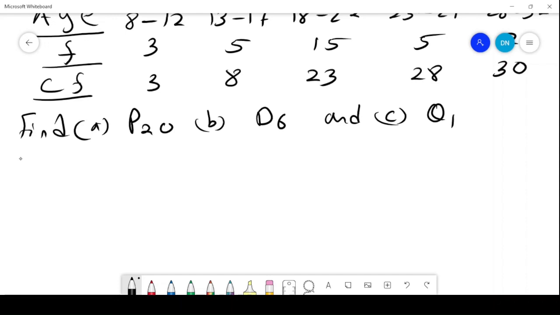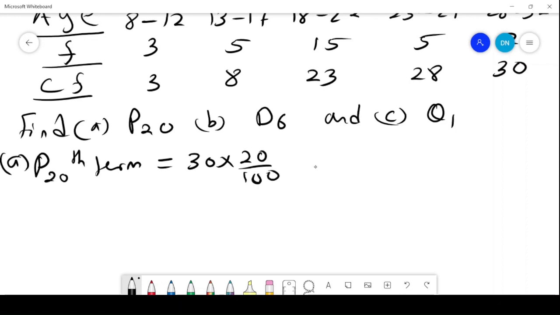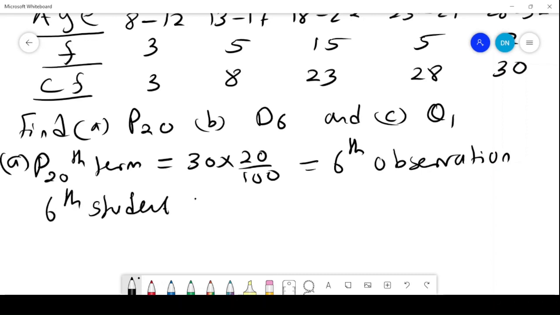And the first thing we want to keep in mind is we want to get the P20 term, which is given by n, which is the number of students, which is 30, times 20 over 100. And we see that it is the 6th observation. And the 6th observation is the 6th student. And the 6th student will be in the age group of 13 to 17 years.